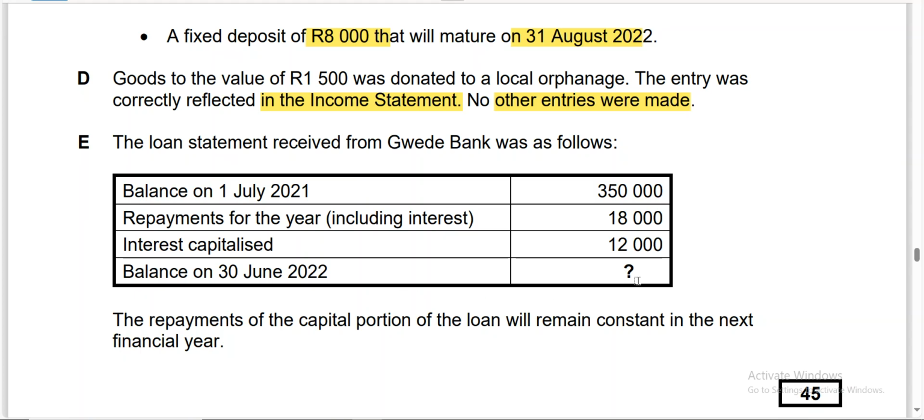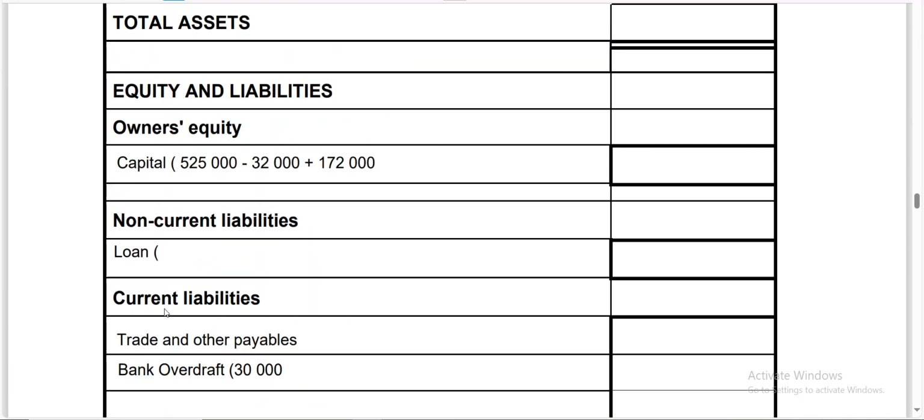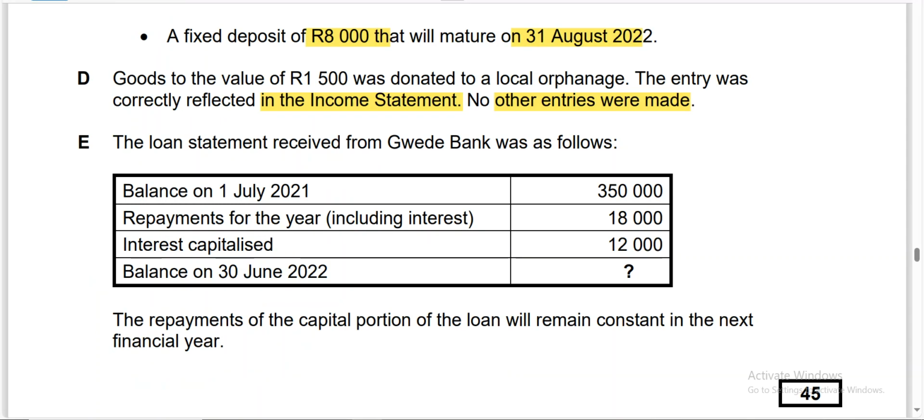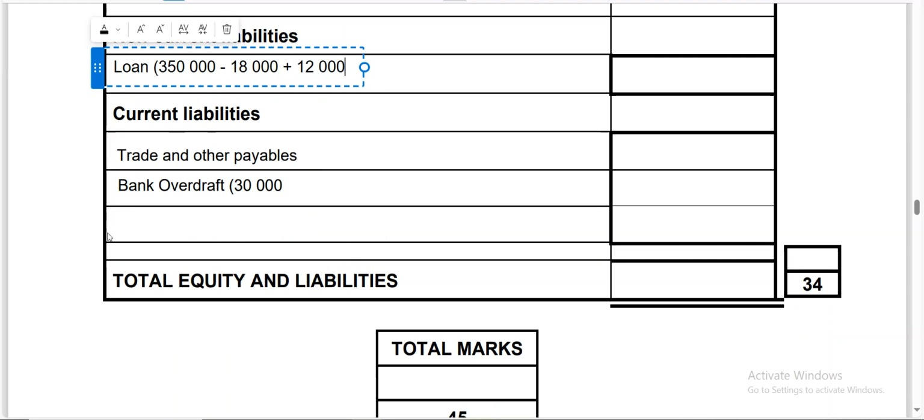So you need to firstly get the closing balance. For us to get the closing balance, we're going to say opening balance minus the repayments plus interest, then it will give us that closing balance. So we're going to say 350,000 under our loan, then minus 18,000, because the repayment is minus, and then plus 12,000.